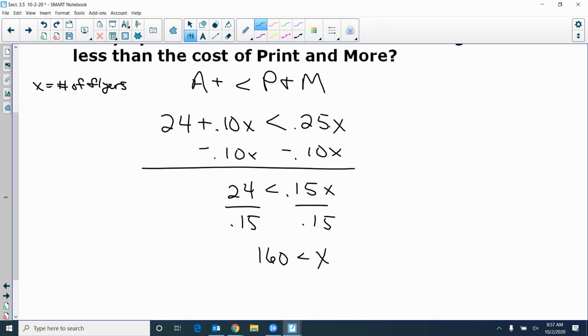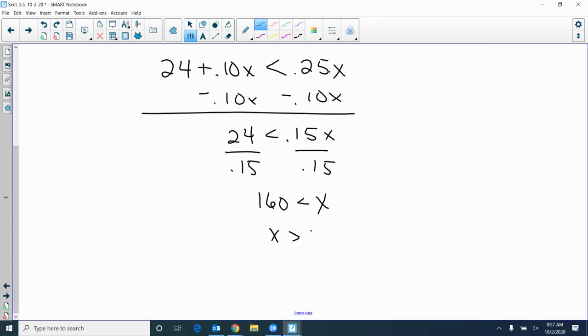All right, now, how do I rewrite that with the X first, Christian? X is greater than 160. Okay, so we're about 3/4 of the way there. You still have to state the answers. I cannot tell you how many people still kind of misrepresent what that means. So for how many flyers is it gonna be less at A plus?